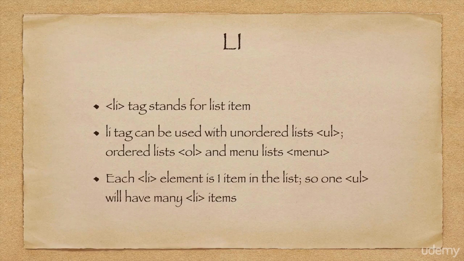Each LI element is one item in the list. So one UL will have many LI items. So imagine your UL is your block, and then inside there you have many LI items, as many as you need in your list. So when we create a menu, we might have 3 menu items, which means we have 3 LI items.